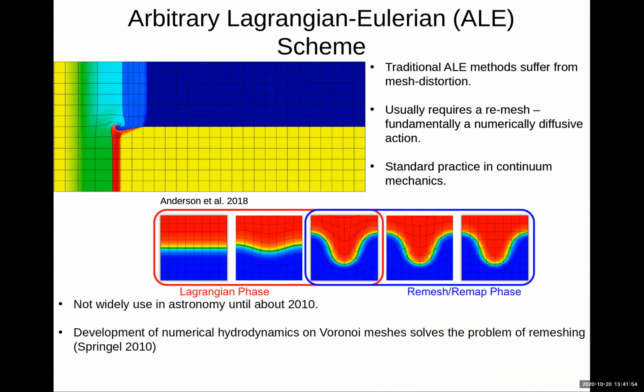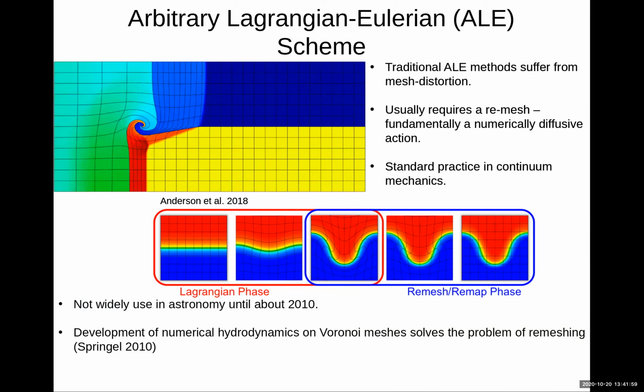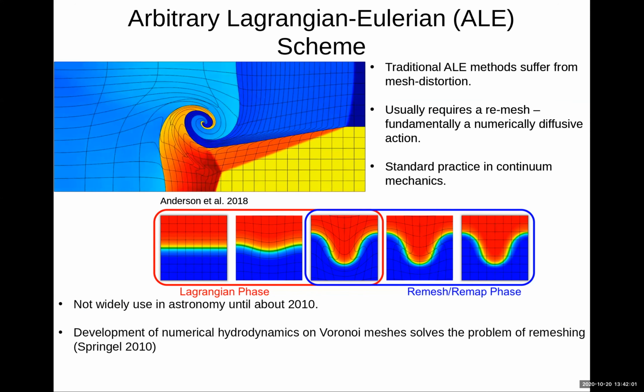So the top picture is a triple-point shock, okay? You have a shock wave moving in from the left, and it's hitting a lighter fluid on top and a denser fluid on the bottom. And because of that, it induces vorticity as it goes around, right? Okay, and you're trying to cause the mesh to follow the fluid flow, right? And you see what happens. The mesh starts to get really, really distorted, right? And so to correct this, you usually need to remesh this stuff.